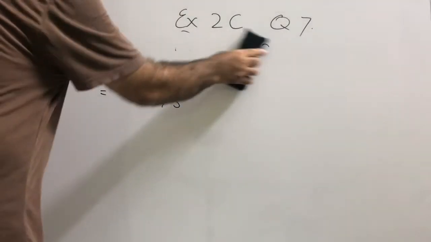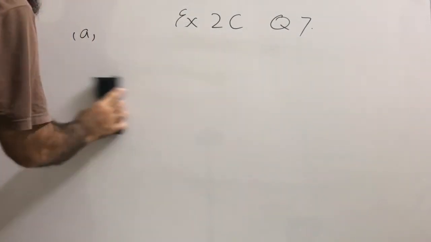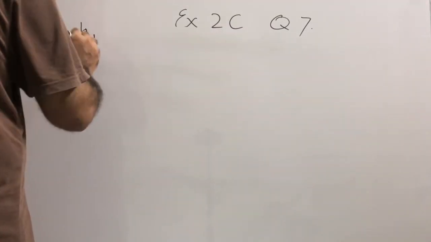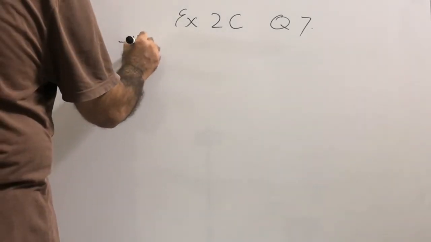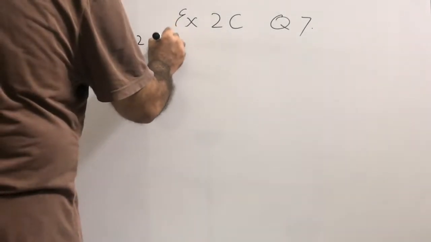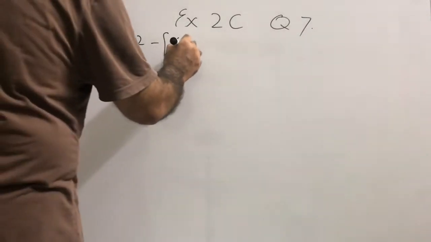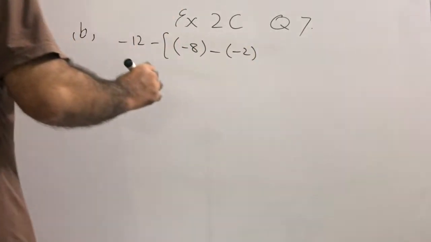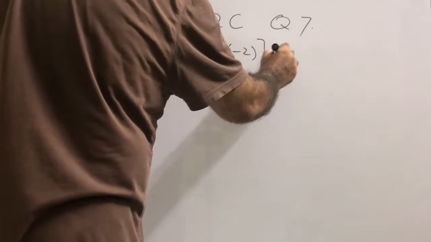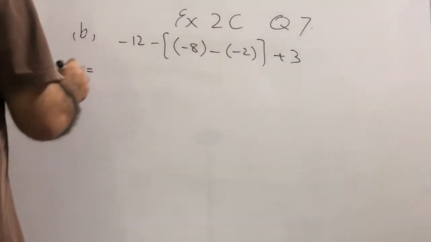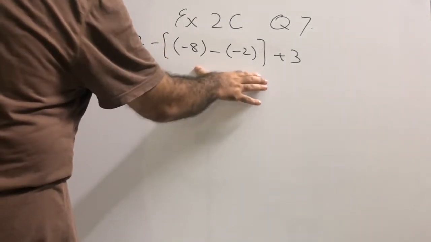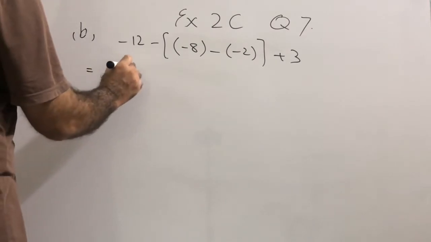Now we will be doing part B. These are quite easy if you have learned the rules in the previous videos. Part B is minus 12 minus big bracket, then small bracket, minus 8 minus again bracket minus 2, big bracket close, plus 3. So we will start. The very first thing is that first of all we need to find the solution of these things inside the big bracket. So we need to keep it as such.